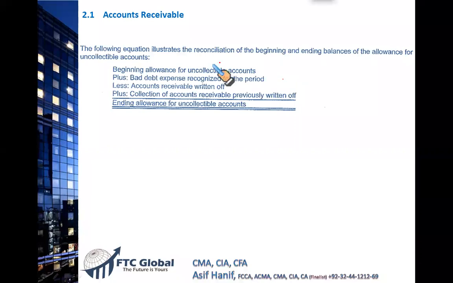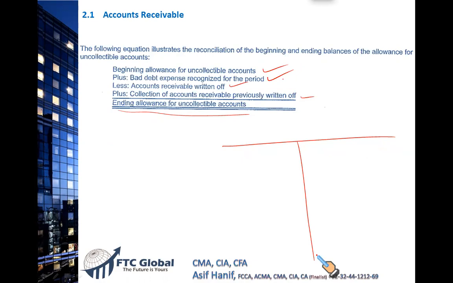Now, if you had the opening balance of allowance, we created certain provision during the period. Then some customers were written off during the period, or some customers which we wrote off paid us back. They will give you all these, and the closing balance. I don't like this approach because if you follow the T-account format, this will be much more convenient for you. This is the balance of allowance for uncollectible accounts.